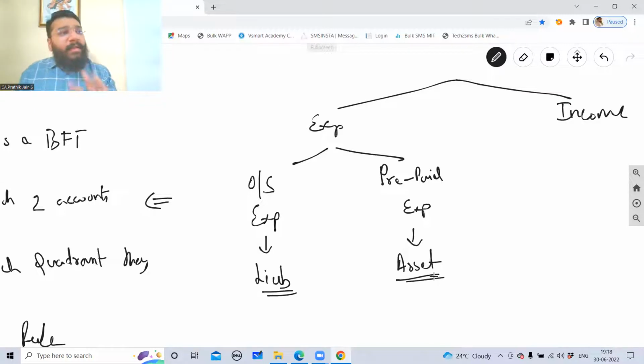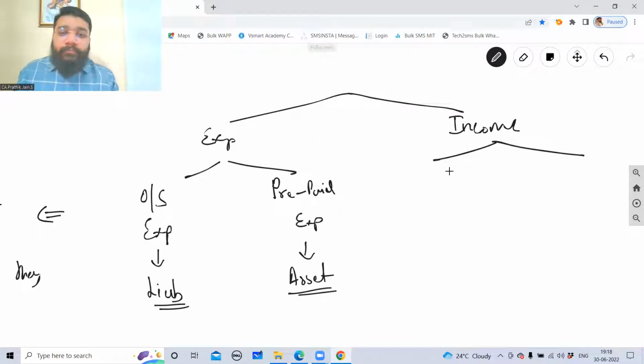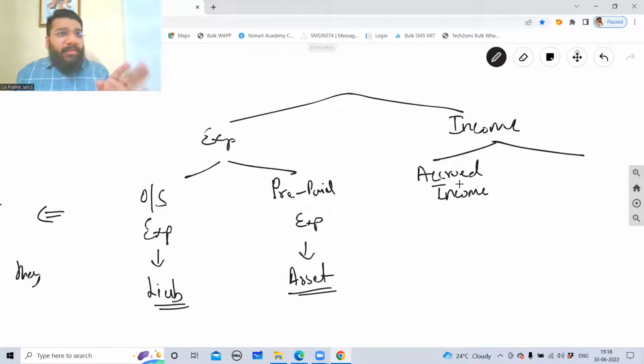This is asset. I'll be discussing this in detail when I do the journal chapter. Income. Outstanding is the word, but here they've given a new name. Instead of outstanding, it is accrued. But nature is same. Pending income. Accrued income means I've given my service, but money is yet to come. So money will come to me in future. Anything that comes to me in future is asset.